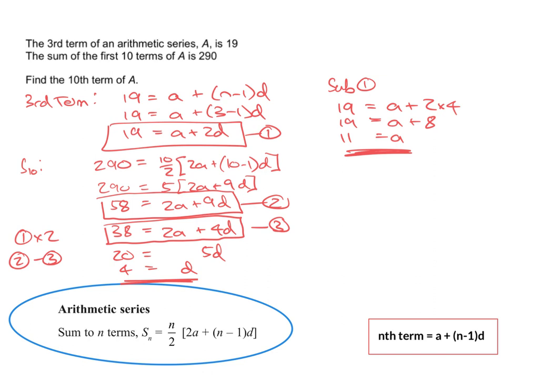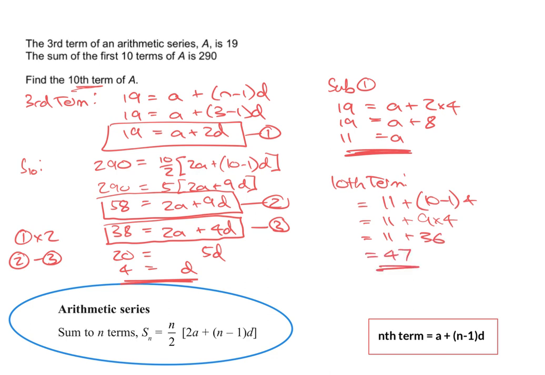I have my a, I have my d, and now I should be able to find my 10th term. So my 10th term is going to be equal to a, which is 11, plus n, which is 10, minus 1, multiplied by d, which is 4. So it's 11 plus 9 times 4. 11 plus 36, so the 10th term will be 47. So this is a more typical question where you're forming simultaneous equations, and then it is a matter of being able to solve simultaneous equations to work your way through.